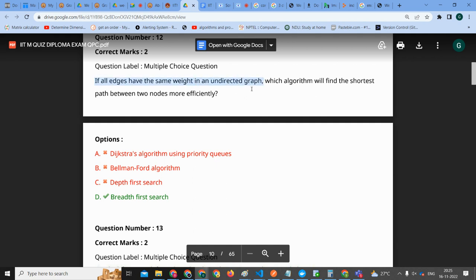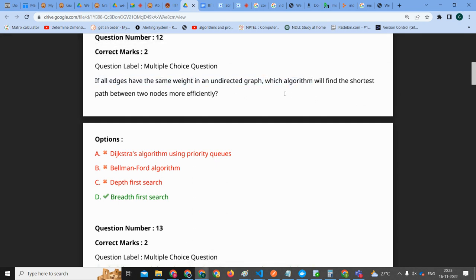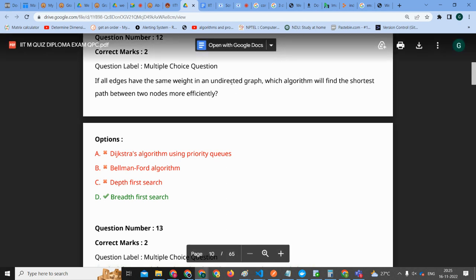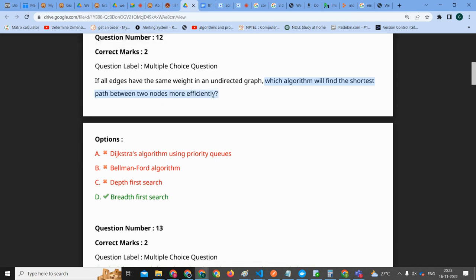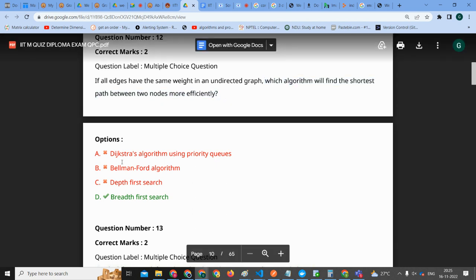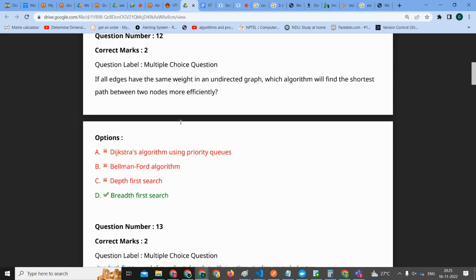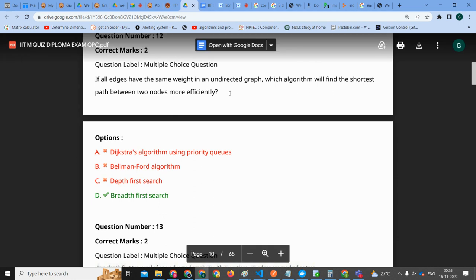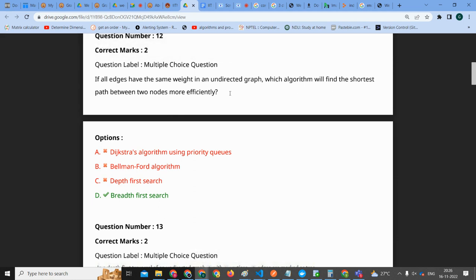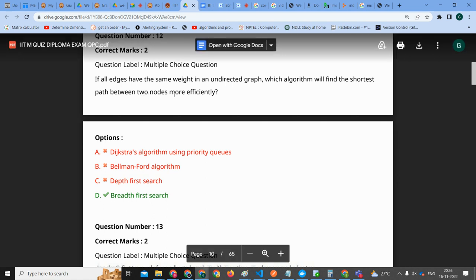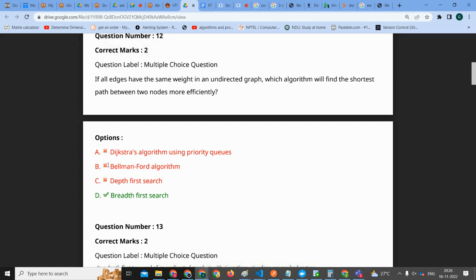If all edges have the same weight in an undirected graph, which algorithm will find the shortest path between two nodes more efficiently? See, all the edges have the same weight. In order to find the shortest path between two nodes, you can use different algorithms, right? One is BFS, and Bellman-Ford, or for the same weight, Dijkstra's also can be used.